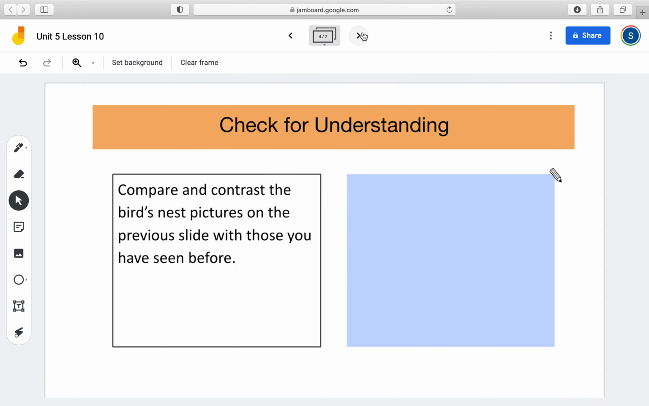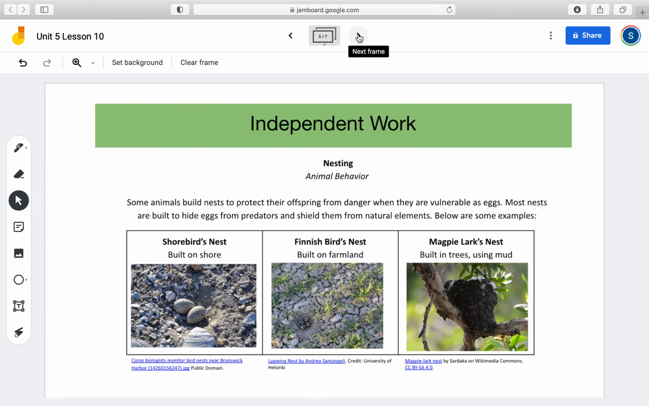Another support for this lesson is on slide 10, where students are asked to compare and contrast the bird's nest pictures on the previous slide with those they have seen before. This is a check for understanding, so they write their answer here. From what I've seen, sometimes students need a guide to compare and contrast something. So I created a graphic organizer, which I will show you.